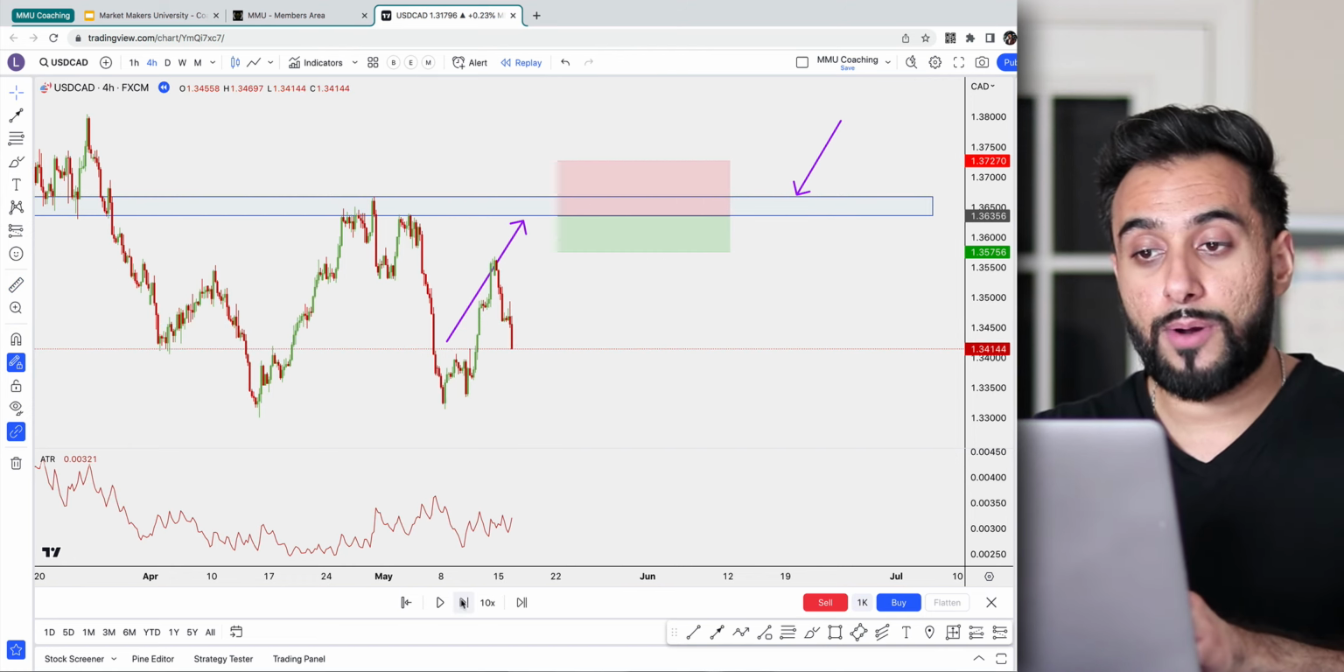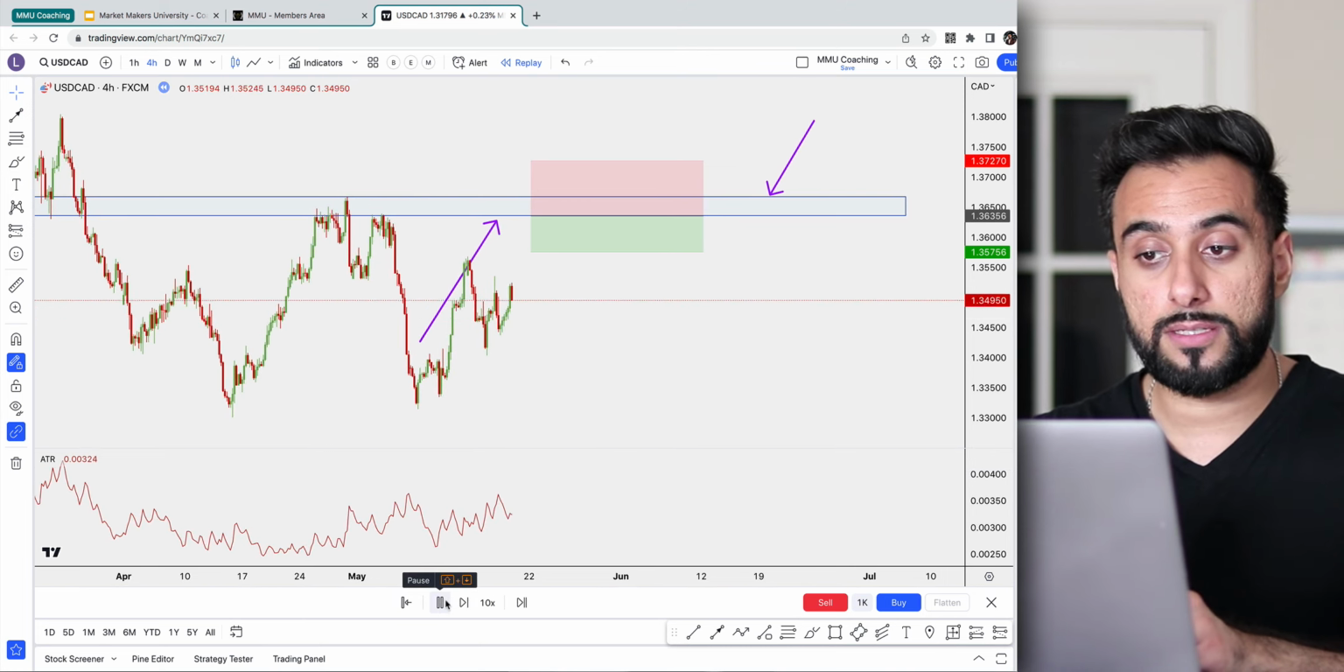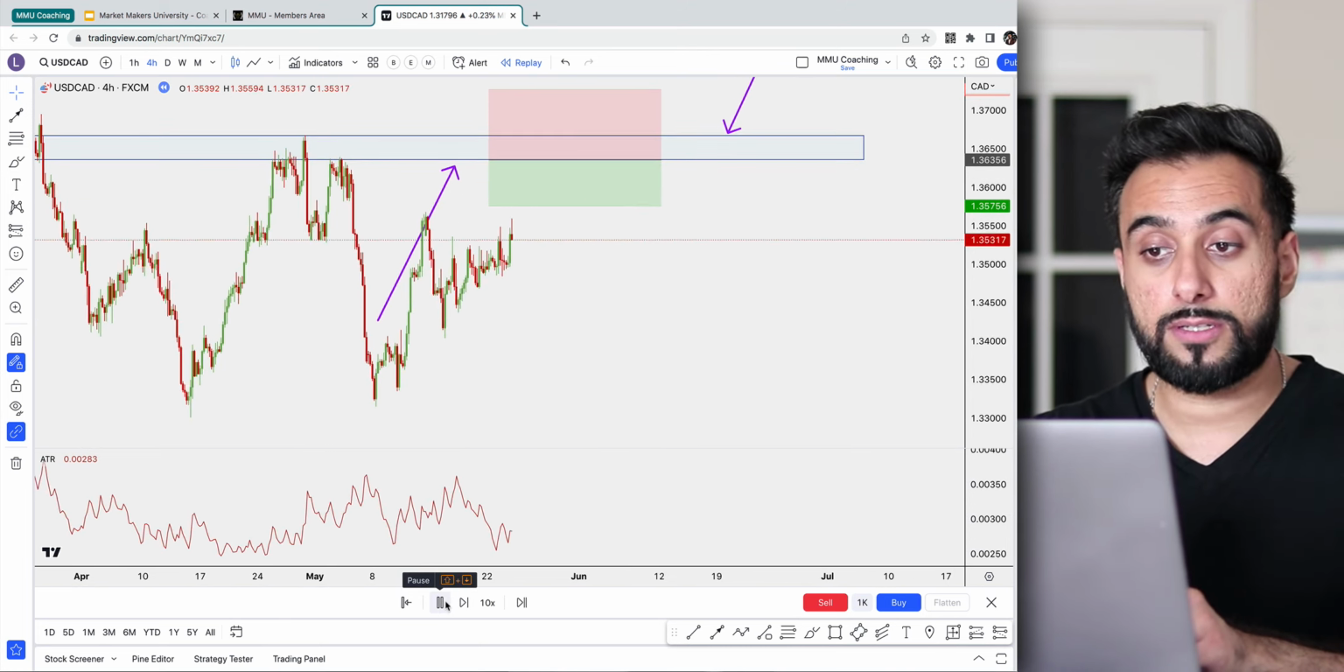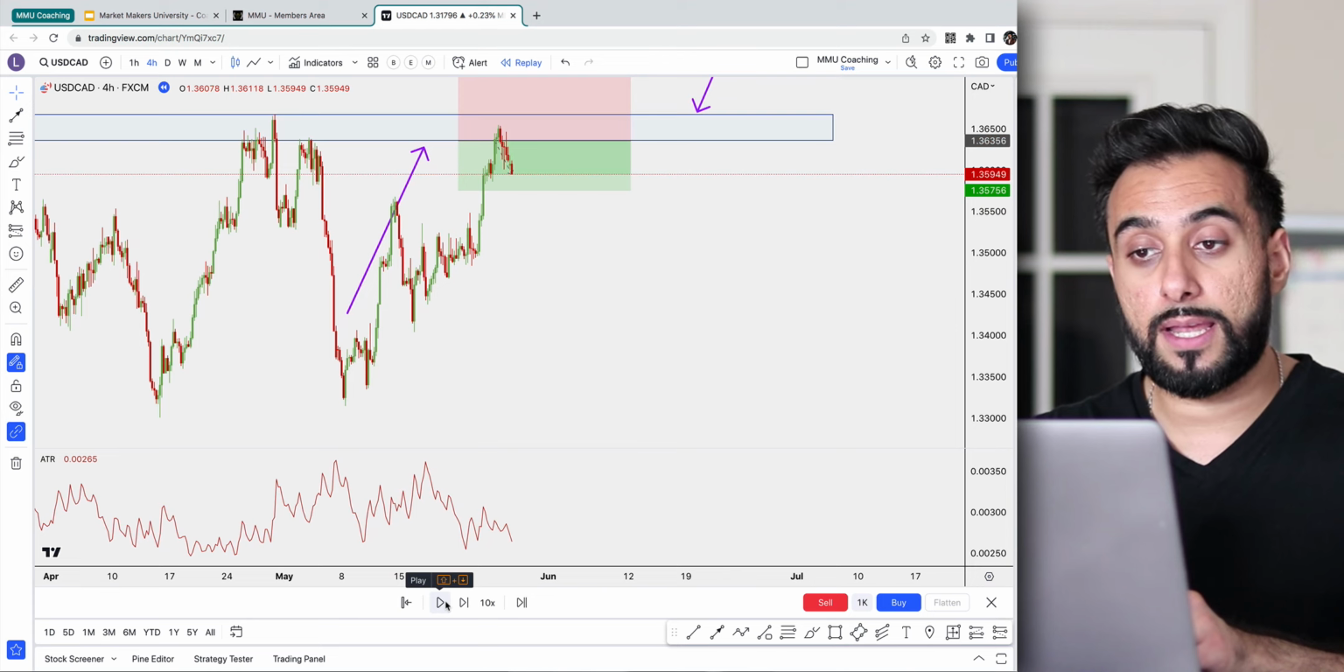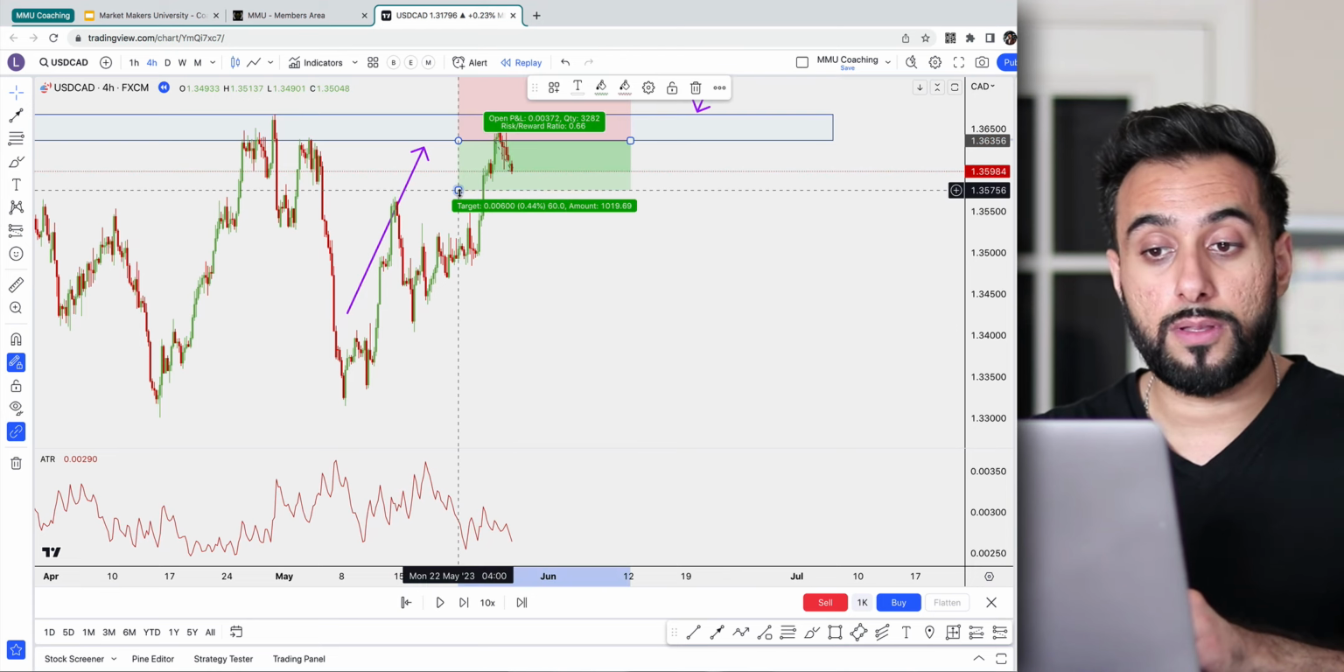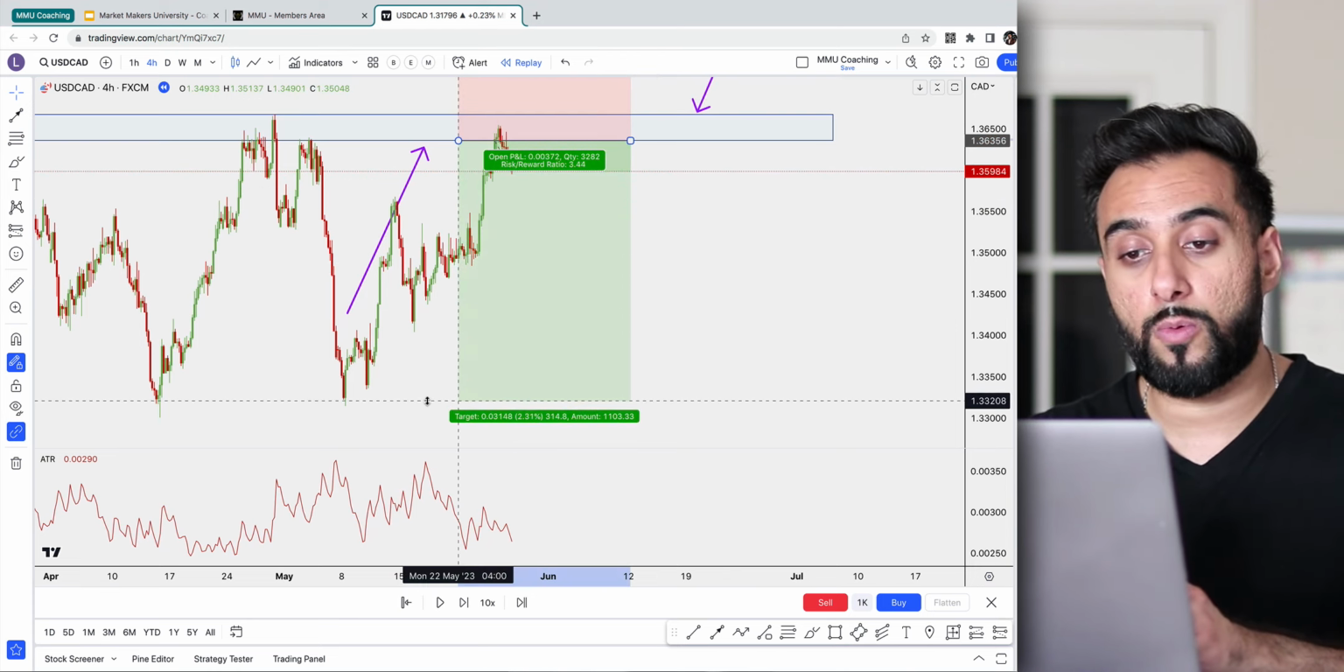And now, as the price action continues to play out, we have our entry set, we have our stop loss set, we have everything set, and you can adjust your take profit to the next zone or any other way that you want to do your take profit.